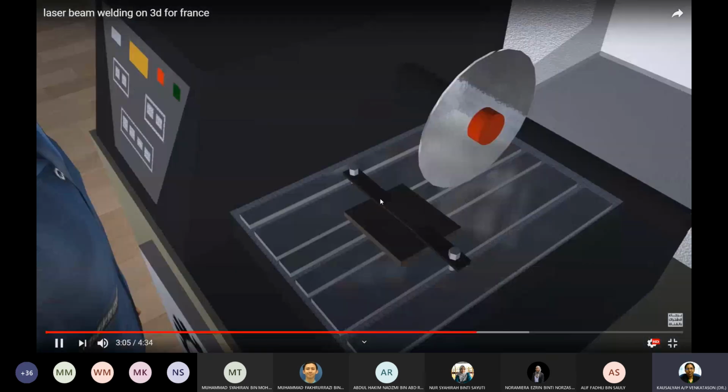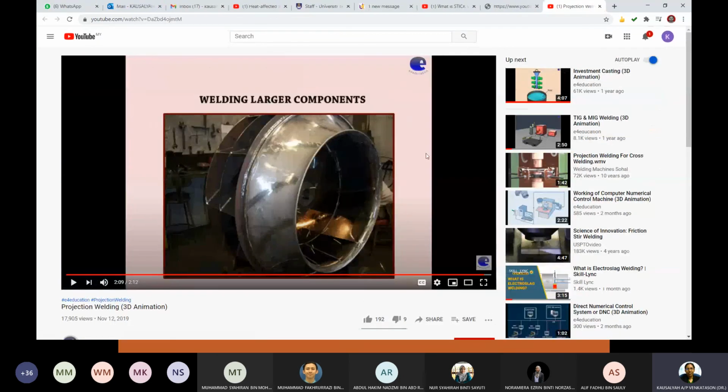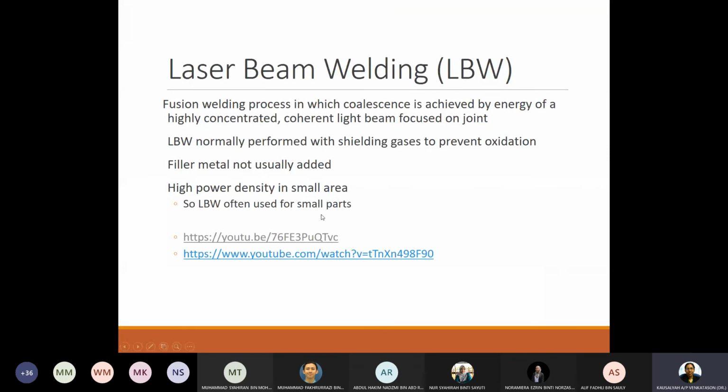The tensile test is done, all right? The laser beam strength, and then mechanical, compressive tests, all right? Cutting to see the strength of the laser beam.